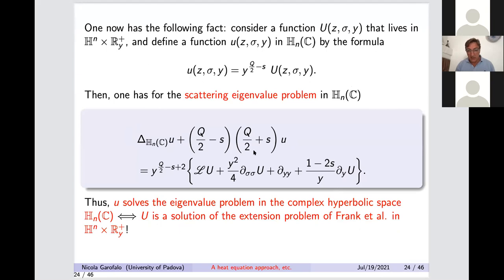So this is the scattering operator. And this is related to the fact that S equal Q over two is the bottom of the spectrum of the Laplace operator in complex hyperbolic space. So if I apply the Laplace-Beltrami operator to this function little u, we get this part y times this differential acting on capital U. And so when you look at this formula, you understand where the extension problem is coming from. The extension problem is coming from the equivalence between the Heisenberg group as the boundary of complex hyperbolic space and the Heisenberg group as I've defined it at the beginning.